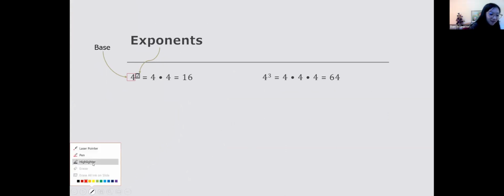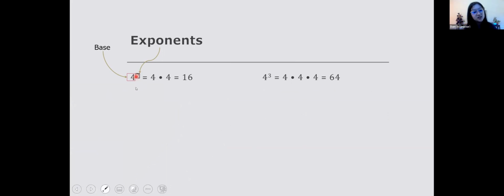So an exponent is the little number you see in the up right corner. It shows you how many times you have to multiply the base, which is the big number. So as you can see here, the base is 4 and the exponent is 2. So you have to multiply 4 2 times. And sometimes when the exponent is 2, we will call it a square.